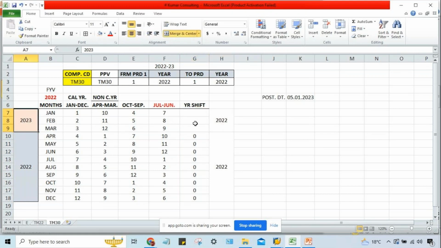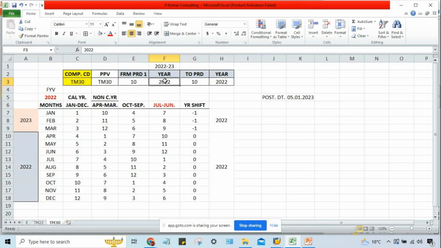2022 minus 2023. So how much? Minus 1. This is how the year shift works. That's why, when you post the transactions on 5th January 2023, what will happen? January equals which period? April to March I'm talking about. January equals the 10th period. The 10th period must be open.